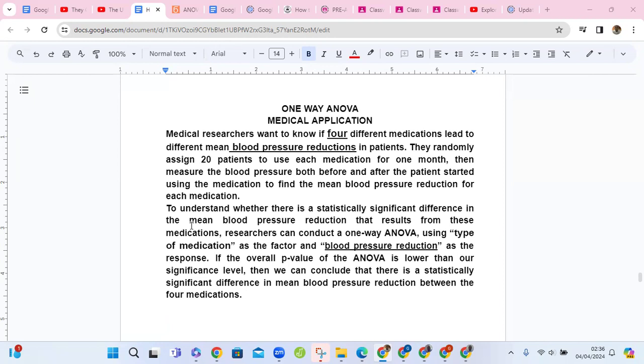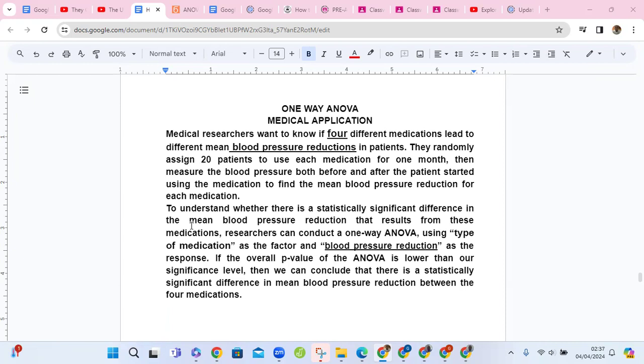To understand whether there is a statistically significant difference in the mean blood pressure reduction that results from these medications, researchers can conduct a one-way ANOVA using type of medication as the factor and blood pressure reduction as the response. If the overall p-value of the ANOVA is lower than our significance level, then we can conclude that there is a statistically significant difference in mean blood pressure reduction between the four medications.